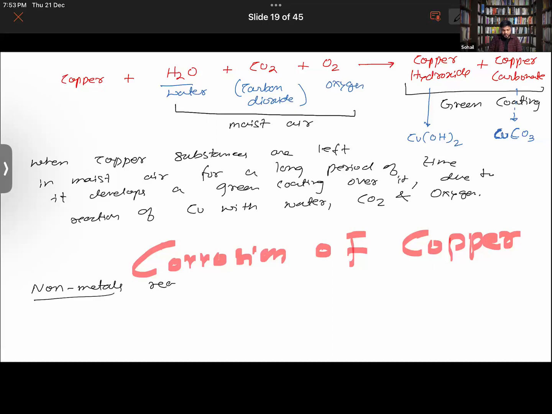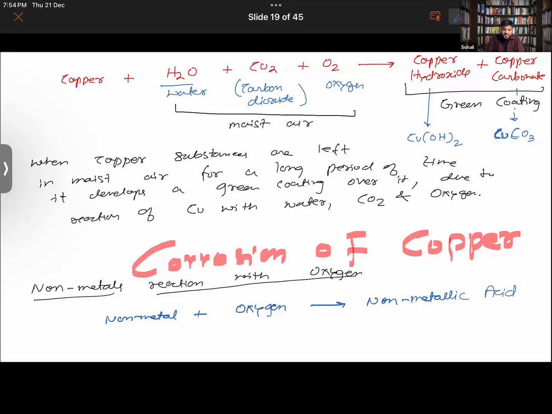Reaction with oxygen. So how do they react? They will also be reacting, and they will be also forming oxide, that is non-metallic oxide. So when non-metals react with oxygen, they will be forming non-metallic oxide.